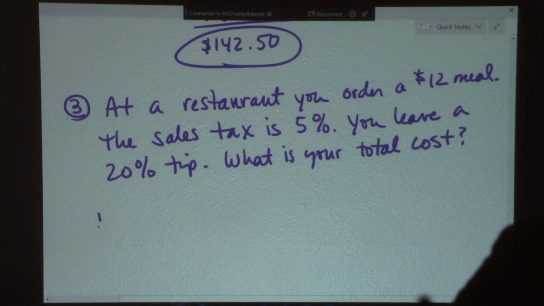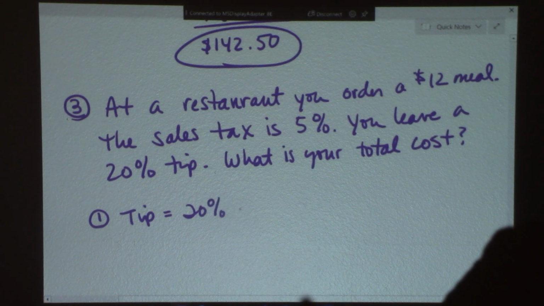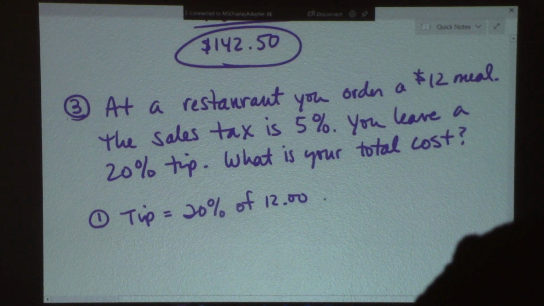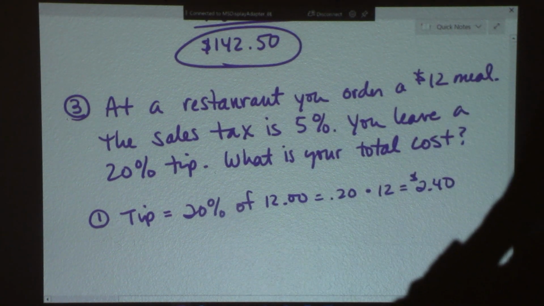First, we have to figure out the tip. So that's going to be 20% of $12, okay? So that means I'm going to have 0.20 times $12. And when I work that out, that's $2.40 for the tip.